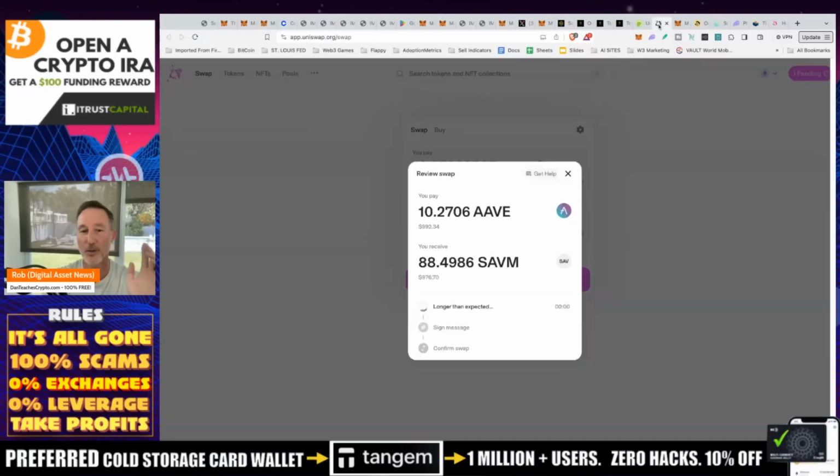And let's check over here. And still going through this process. So let me sign that. So yeah, swap's still pending, and that's pretty much par for the course, and that's really what it is.